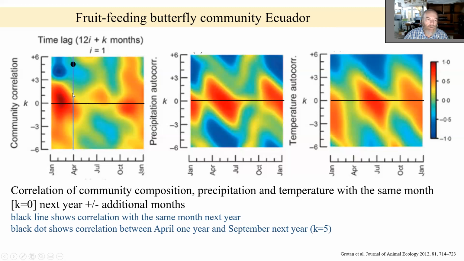So for instance, if you want to look at April and how it is correlated with September, which is 5 months later, then you go to +5, and this is the correlation with September. So the hot colors show close correlations, and the blue colors show negative correlation. You can look at the autocorrelation of precipitation, temperature, and community composition of butterflies. You can see some correspondence, especially with precipitation, when you just look visually.